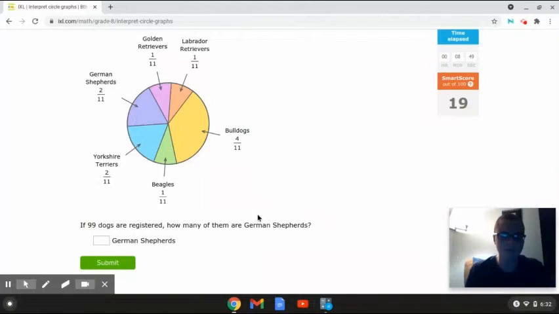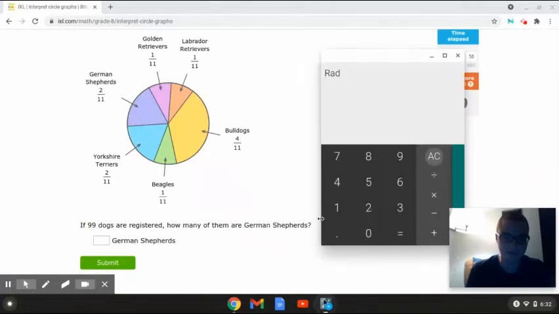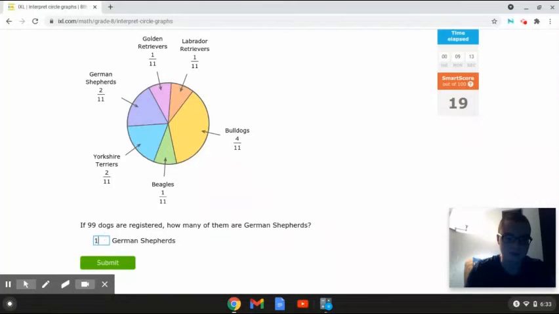Okay, so we're going to be having to do a little bit of math here. So first, we're going to take this 99 and divide it by the 11. So we're going to take 99 divided by 11, which is 9, and then we're going to multiply it by the numerator, which is 2, and that will give us 18. So the answer for this problem is 18.